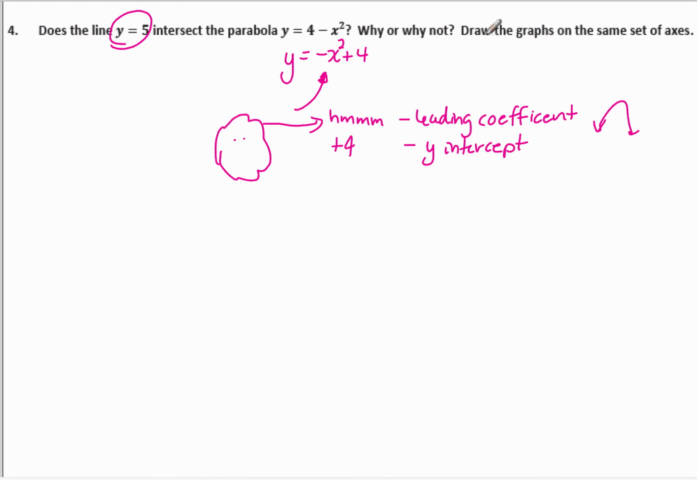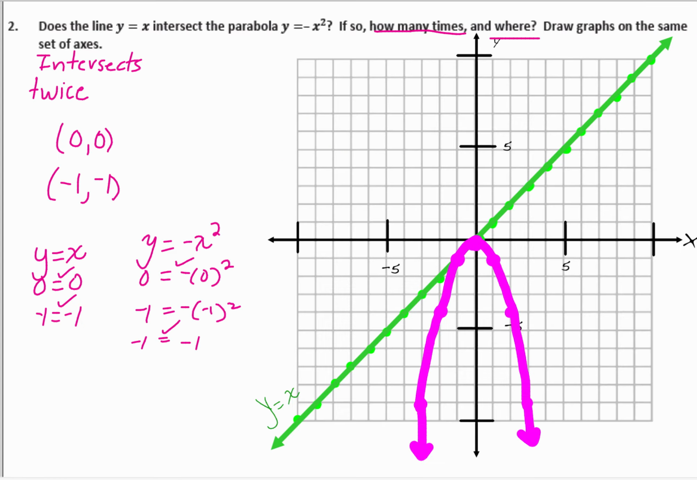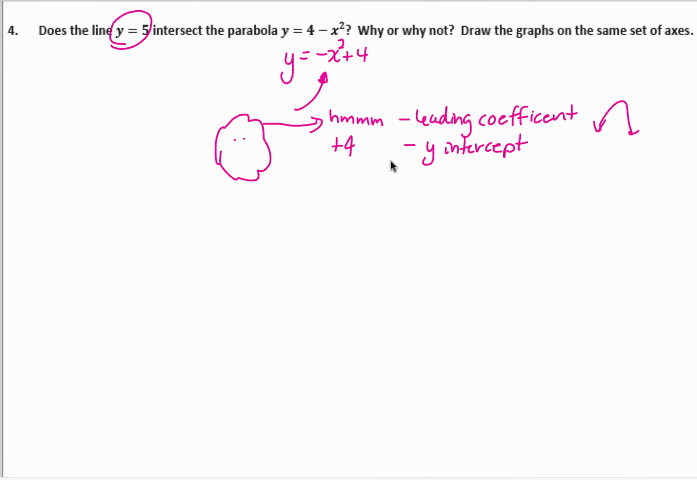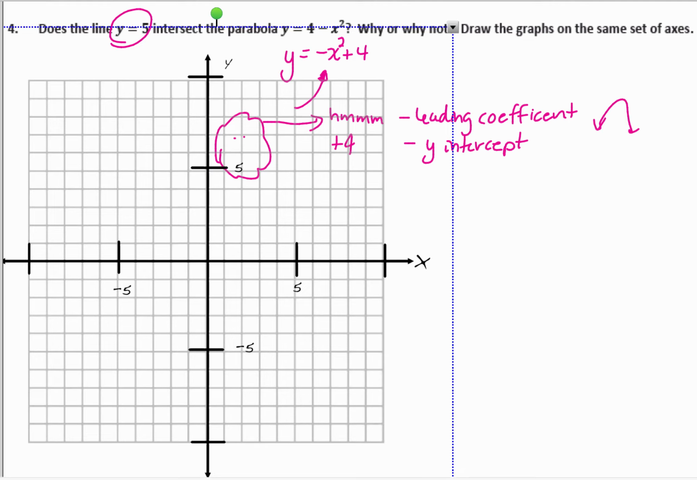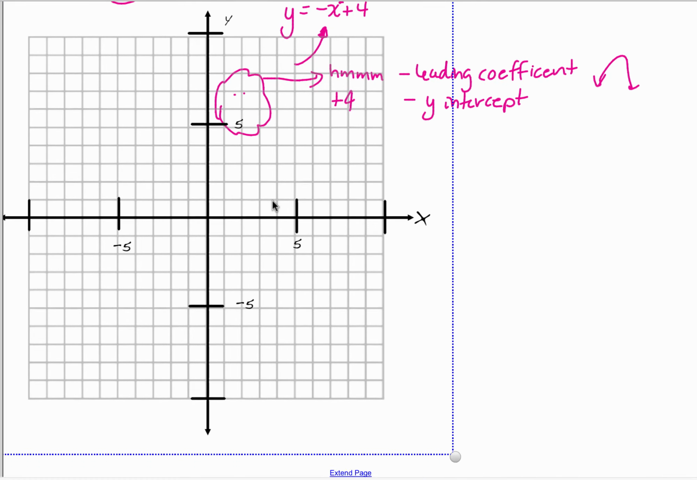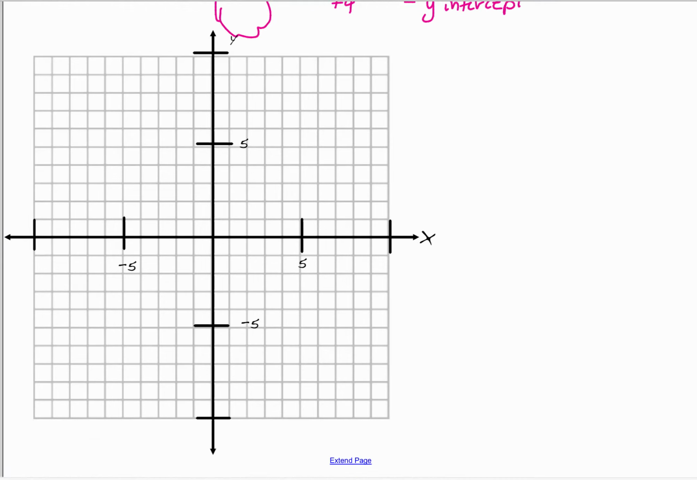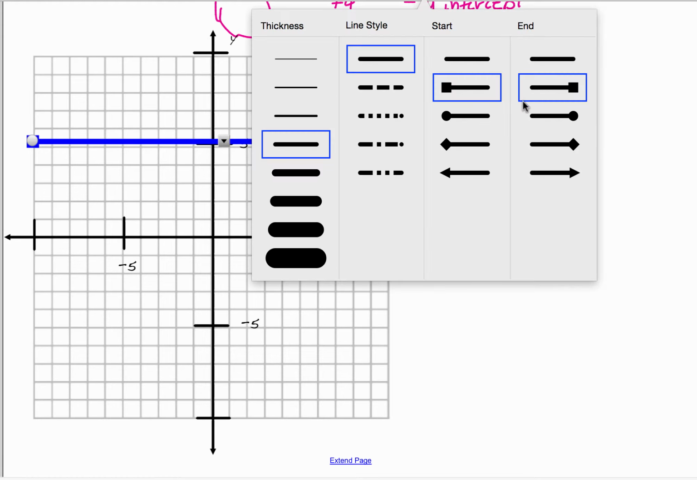And if we were to draw those graphs on the same set of axes again, y equals 5 is a line that goes through 5. Change that up.